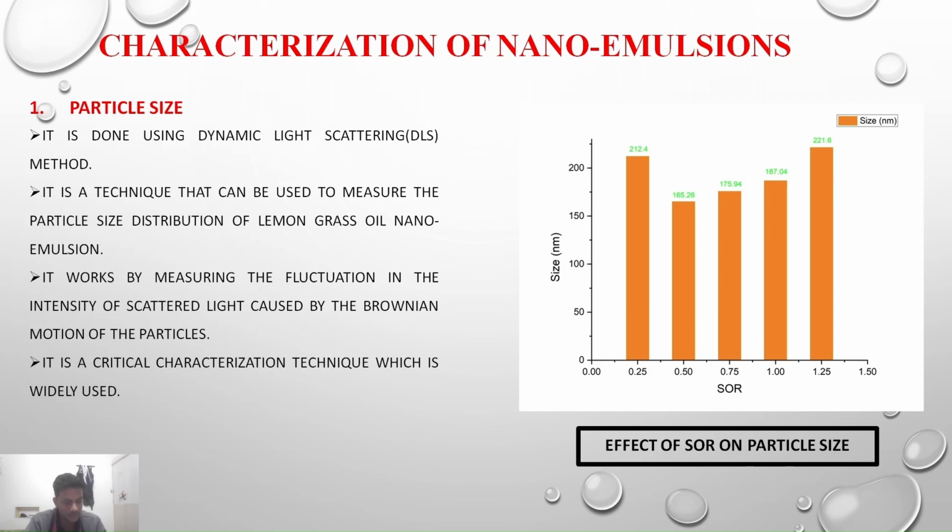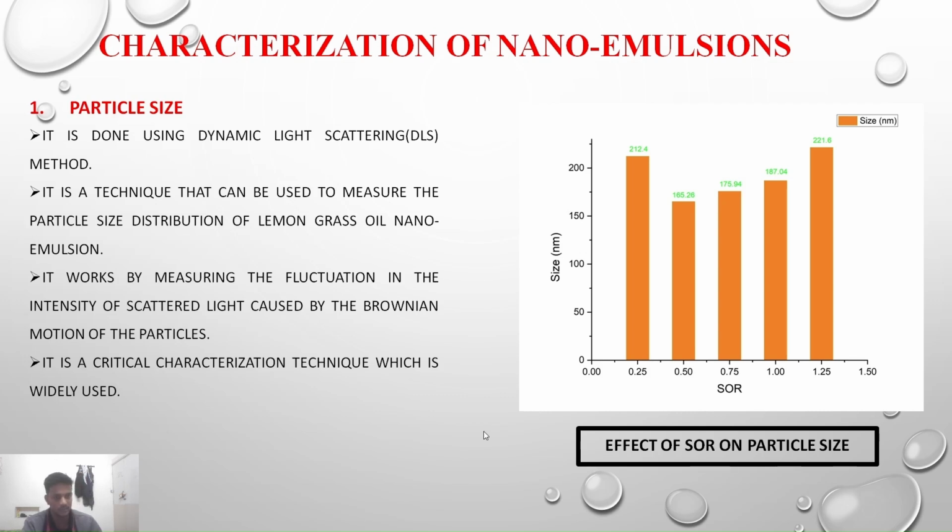In this method, a laser light passes through the diluted nanoemulsion sample. The tiny droplets inside the nanoemulsion continuously move due to Brownian motion, and they scatter the light, so the scattered intensity keeps fluctuating. The instrument records the fluctuation and converts it into particle size. From this, the average diameter can be calculated.